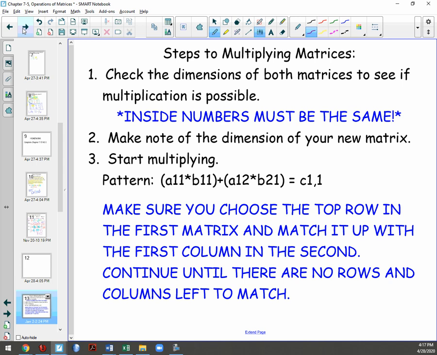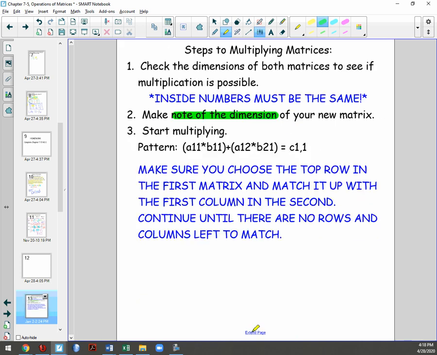So how do I go about doing this? Steps. Check the dimensions of both matrices to see if the multiplication is possible. That means the inside numbers must be the same. If they're not the same, you can't do it. Make note of what the new dimension is going to be. That is really important so that you know if you're supposed to have a 3 by 3, a 3 by 4, a 2 by 2. Then you're going to start multiplying. What does this mean? You're going to multiply row to column.